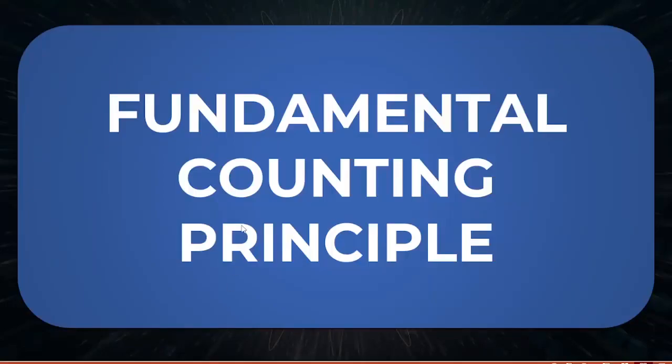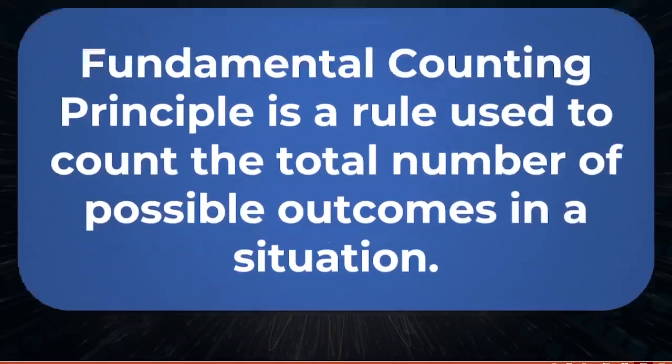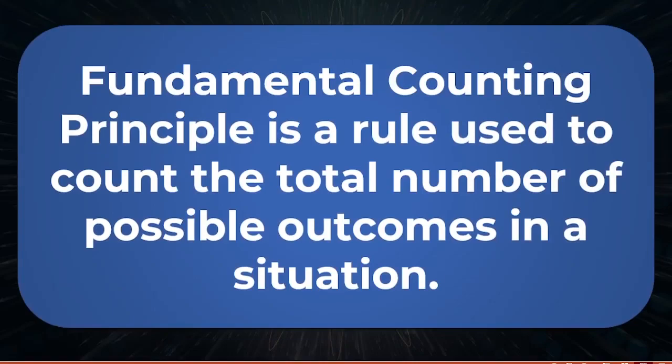So in this video, I'm going to explain the fundamental counting principle in statistics and probability. Basically, the fundamental counting principle is a rule used to count the total number of possible outcomes in a situation. It means there are many events or situations, so in order to find the total number of outcomes, we need to multiply all the possible number of ways.